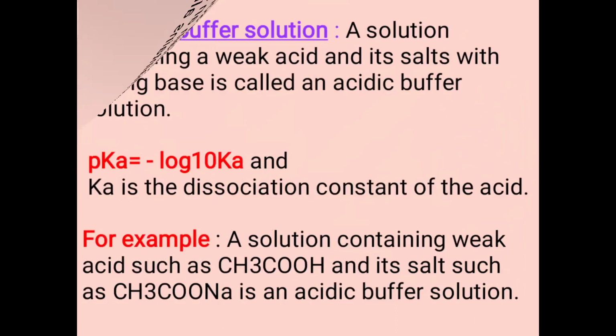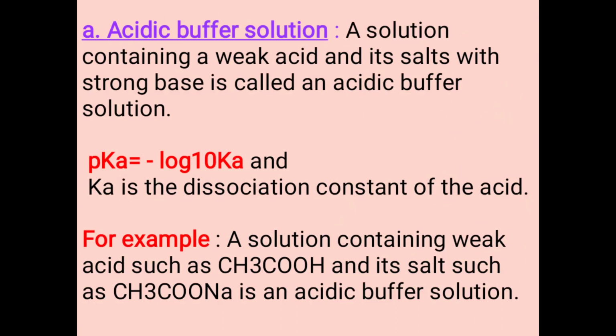So see, the first one is the acidic buffer solution. A solution containing a weak acid and its salt with a strong base is called an acidic buffer solution. So in an acidic buffer solution, the acid is weak, along with its salt. Salts of weak acids with addition of a strong base resist the pH change. So use the strong base, and that condition is known as the acidic buffer solution.